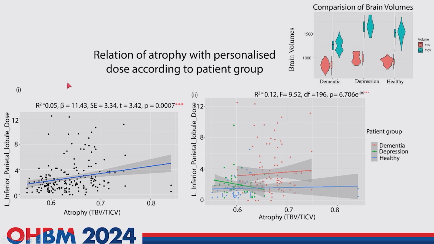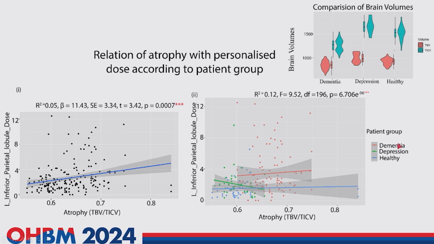Next, we wanted to see whether there was any relation between the personalized dose and the atrophy. For that, we did a regression analysis, and in figure 1 we can clearly see that as the atrophy increases, the amount of dose needed by the particular individual will also increase.